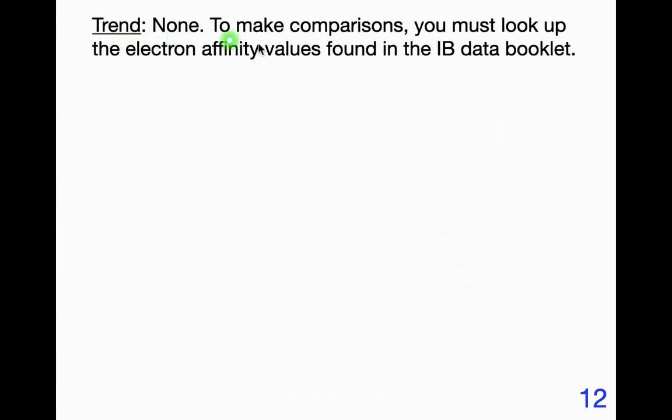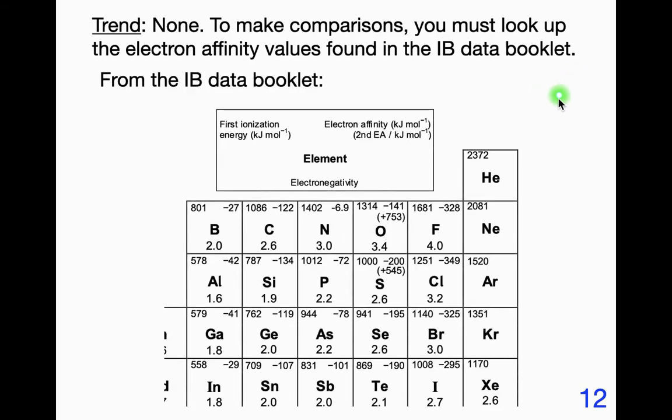Trend: none. To make comparisons, you must look up the electron affinity values found in the IB data booklet or elsewhere. This is a sample of the IB data booklet, and it has various numbers written in the boxes that correspond to the first ionization energy, electronegativity that we'll talk about next, and electron affinity, the first and the second. So let's look at oxygen, for example.